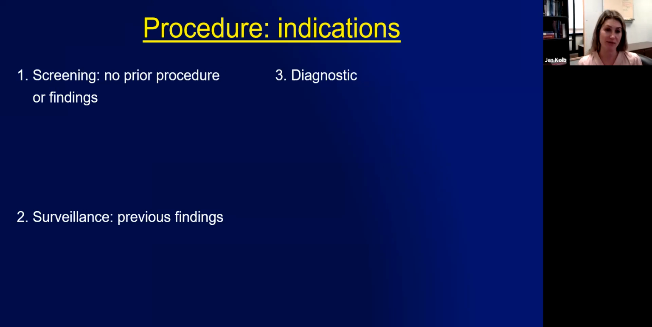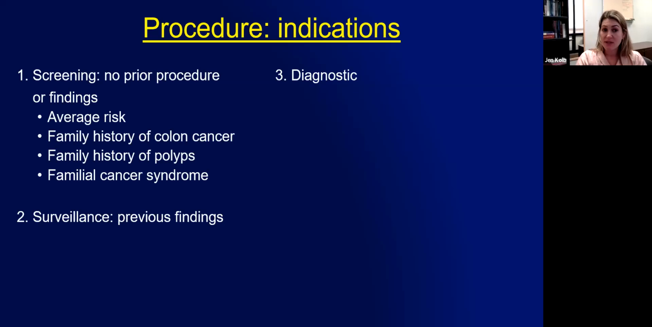So the first is screening. Screening means either they've never had a procedure, so they're age 50 or maybe age 45 with our new recommendations, and never had a procedure. This is their first one, that's a screening. Or it might mean that they had a procedure, there was nothing found, and this is their next screening exam.